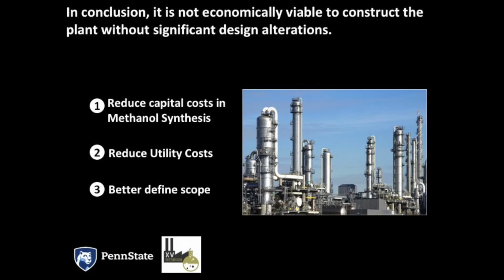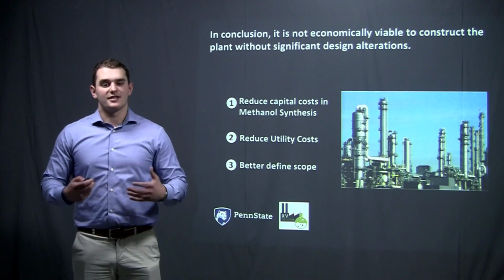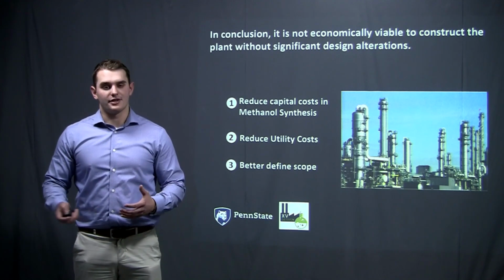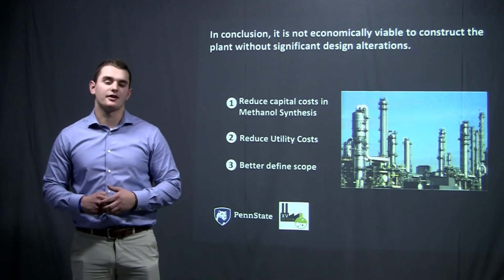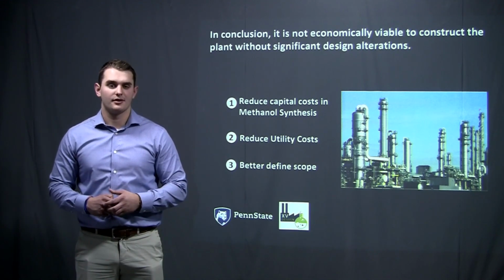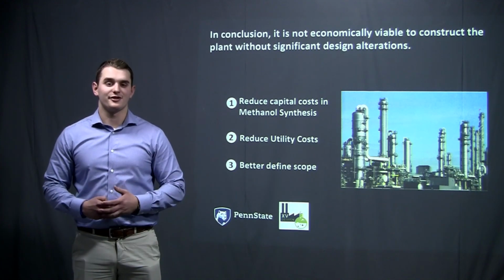The more ambiguity you have in your process, the more contingency you have to add in all of your capital estimates. So by simply continuing our detailed engineering, we believe that we could lower the capital costs and therefore increase the profitability of the plant. So this concludes our presentation. We hope you enjoyed it, and thank you for tuning in.